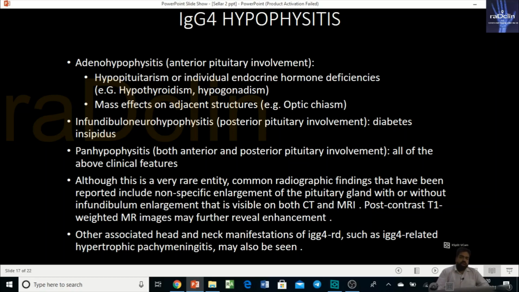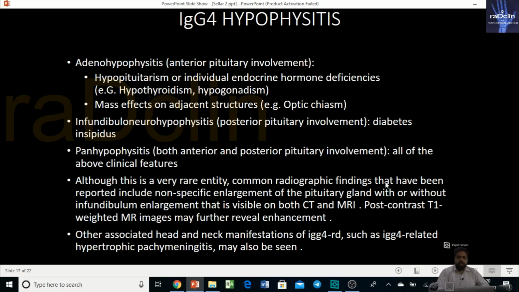If there is hypogonadism or hypothyroidism, the lesion is more or less considered within the anterior pituitary. However, if there's diabetes insipidus, that means our focus of interest should be in the posterior pituitary as well as in the stalk. Now, IgG4 hypophysitis is a very rare entity.